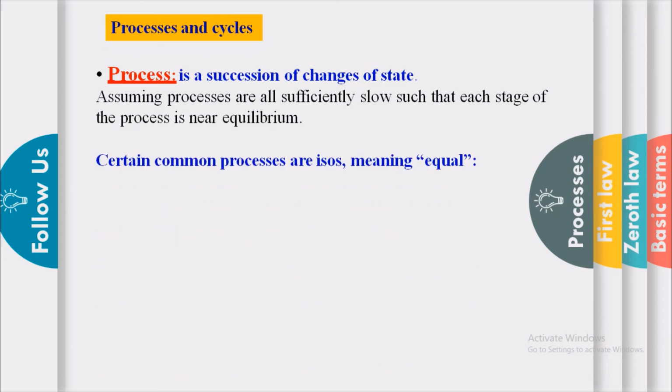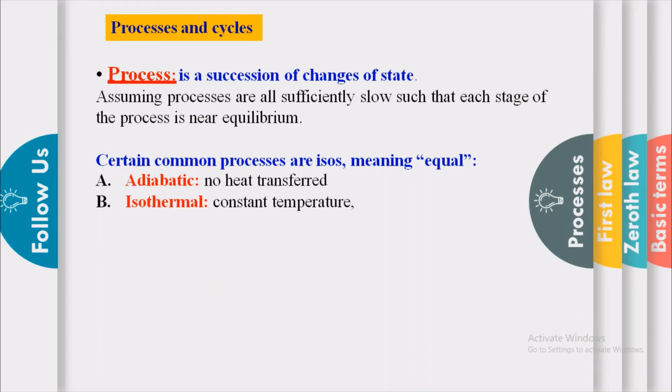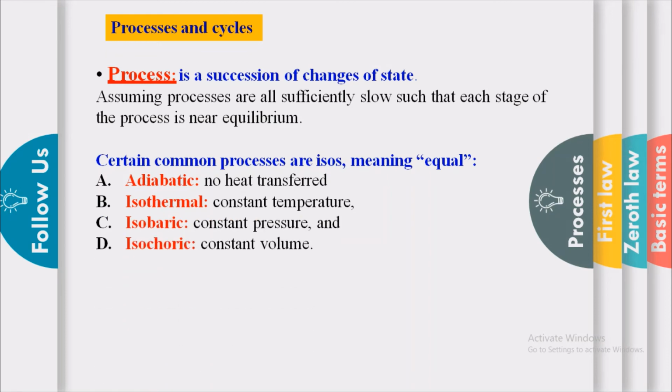Certain common processes are iso, meaning equal. The first is the adiabatic process, meaning no heat transferred. Then isothermal, for this process constant temperature is there. Then isobaric, constant pressure. Isochoric, constant volume.